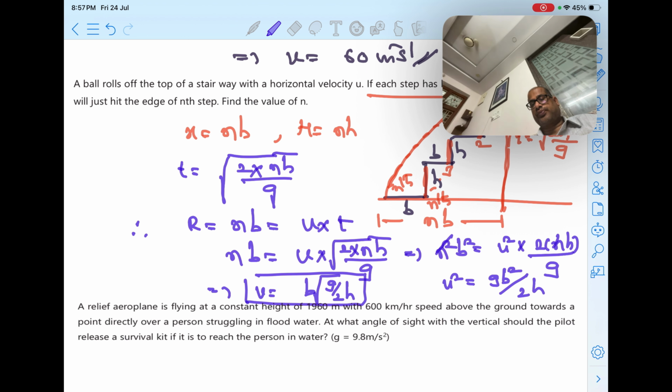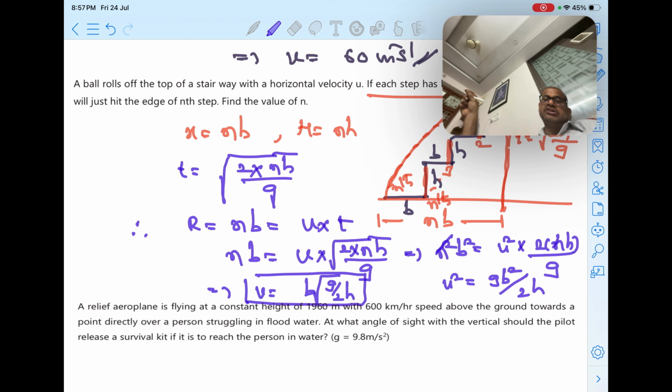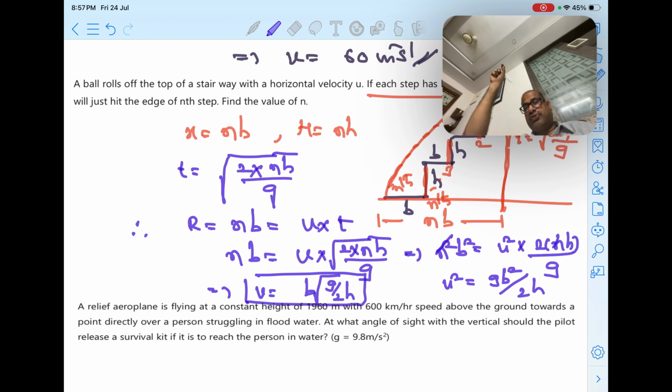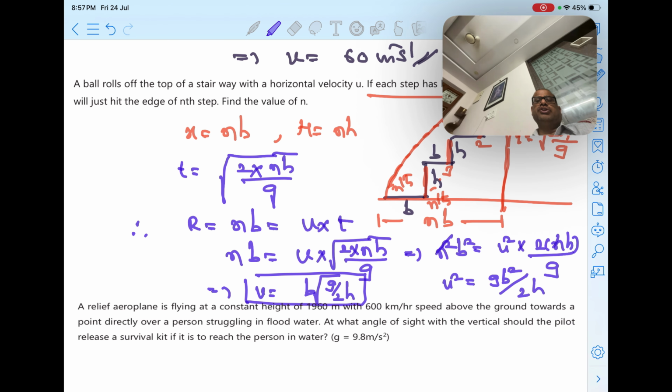Clear? So this is how you have to find the velocity with which you have to throw horizontally, so that it lands at the edge of the nth step. Clear? Yeah.